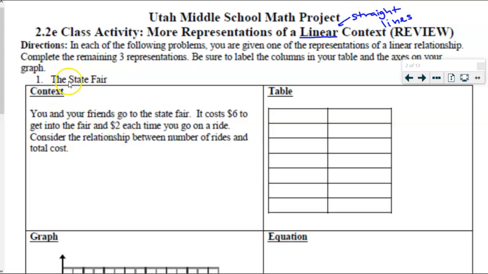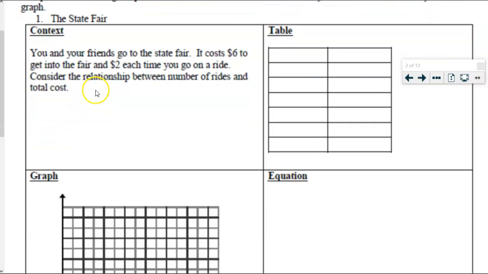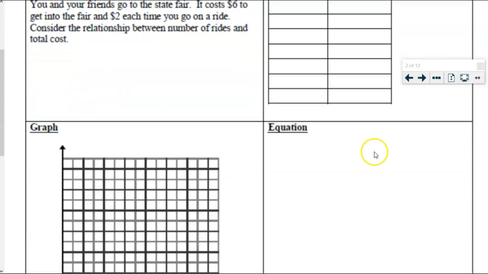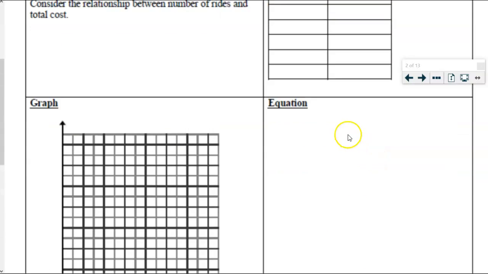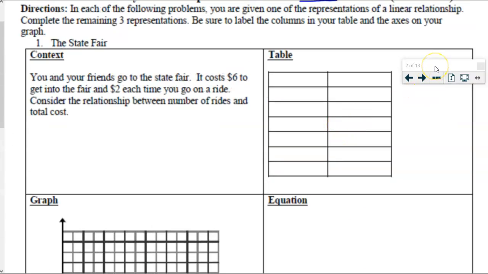problem. The situation is the state fair, and it gives us a context. Table, graph, equation is all blank, and then there's even some questions that follow. So we need to build our own table, graph, and equation based on just the story or context. You and your friends go to the state fair. It costs $6 just to get into the fair, and $2 each time you go on a ride.